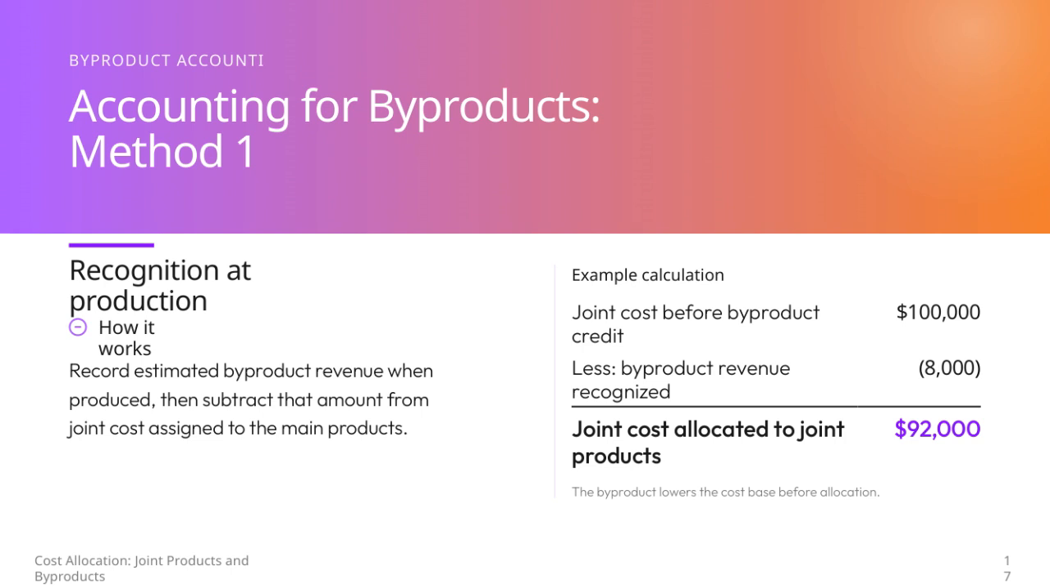For example, if the total joint cost is $100,000 and we recognize byproduct revenue of $8,000, we reduce the joint cost by that $8,000. This means the adjusted joint cost allocated to the main products becomes $92,000. Essentially, the byproduct revenue lowers the overall cost base before we divide the costs among the main products. This approach helps in more accurately reflecting the cost of the main products by factoring in the value generated from the byproducts right at the production stage.